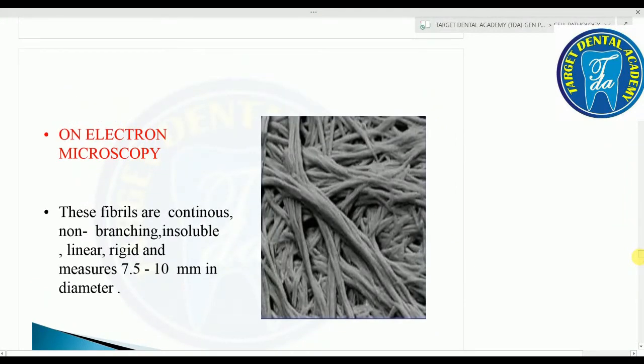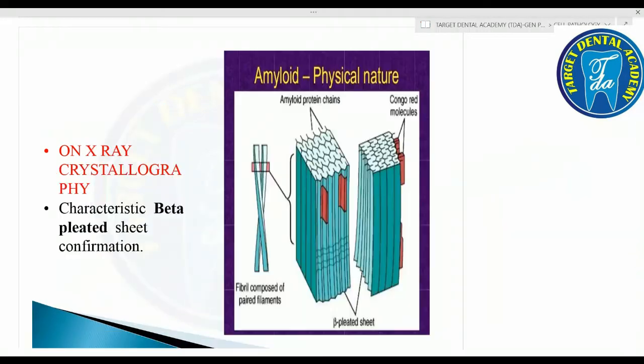On electron microscopy, these fibrils are continuous, non-branching, insoluble, linear, rigid, and measure about 7.5 to 10 nanometer in diameter. On X-ray crystallography, the characteristic is the beta pleated sheet conformation. Beta pleated sheet conformation, important for your MCQ.